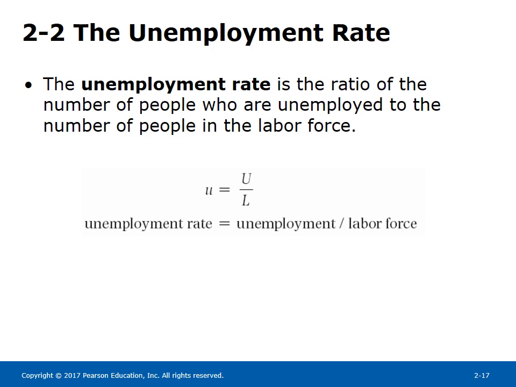The unemployment rate is the ratio of the number of people who are unemployed to the number of people in the labor force. Unemployment rate equals number unemployed divided by number in labor force, or unemployment rate equals number unemployed divided by the sum of number employed plus number unemployed.